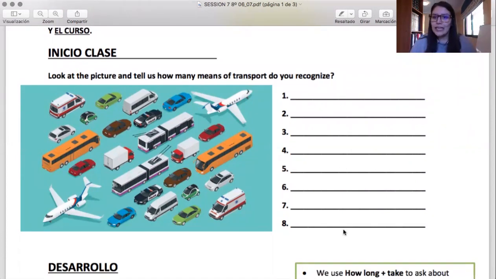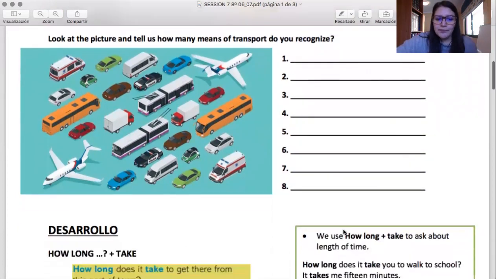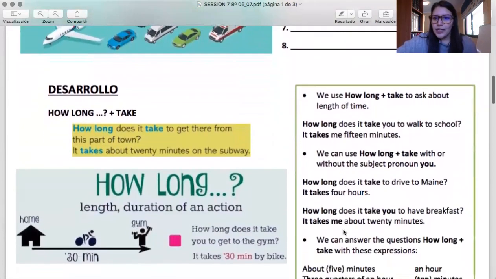Remember to use your English. Okay, then for this session in our grammar content, we're going to work with how long it takes. For example, how long does it take to get there from this part of town? It takes about 20 minutes on the subway.